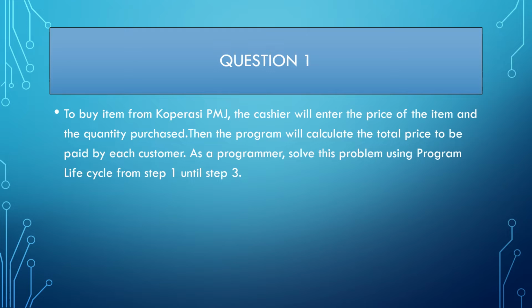Question number 1. To buy item from Cooperative PMJ, the cashier will enter the price of the item and the quantity purchased. Then, the program will calculate the total price to be paid by each customer. As a programmer, solve this problem using program lifecycle from step 1 until step 3.